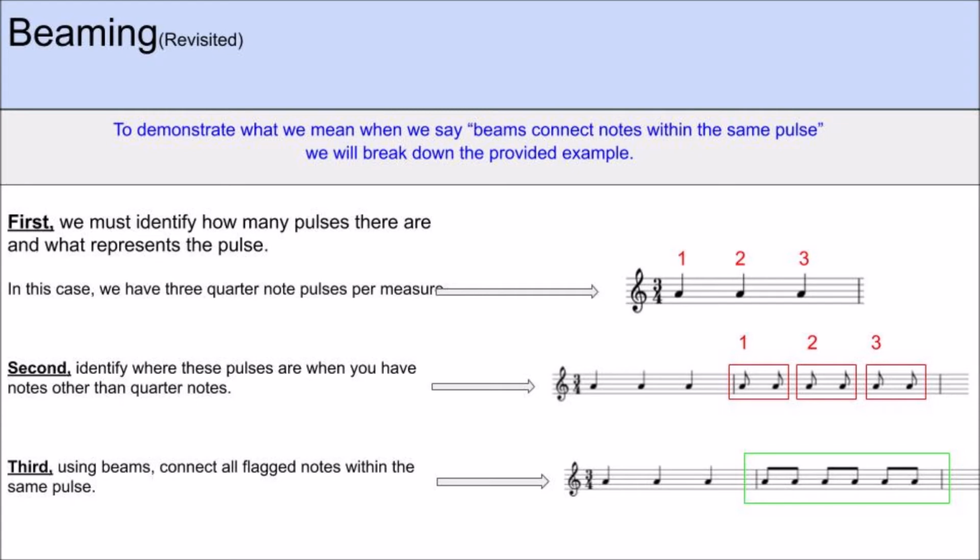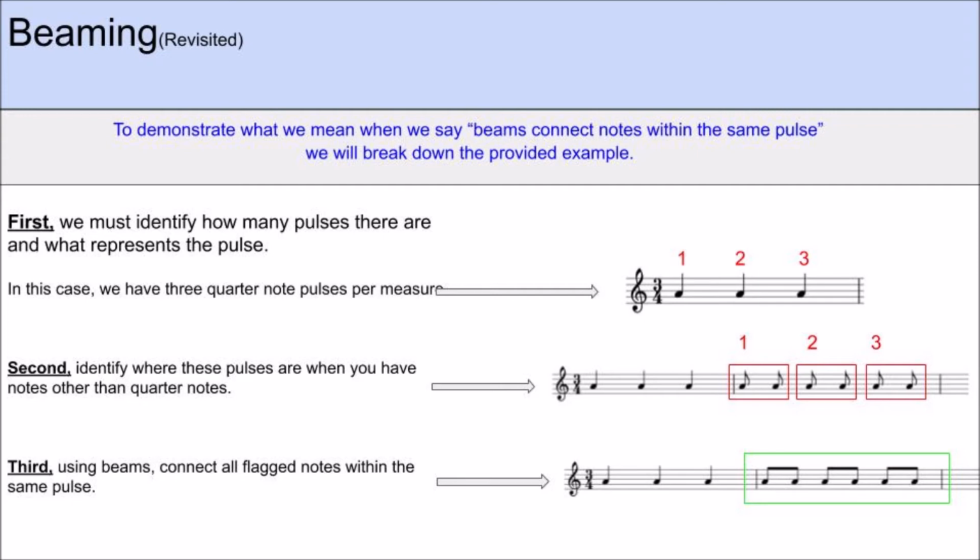Second, identify where these pulses are when you have notes smaller or other than the quarter notes. So the first measure has 3 quarter notes, and the second measure has 6 eighth notes. I know that there are 2 eighth notes per quarter note, so I've boxed each set of eighth notes to relate to the quarter note or pulse that it belongs to. And you can see the numbers are still there to identify the pulses, 1, 2, 3, and there is a box around the eighth notes below the numbers, which tells us which pulse each eighth note belongs to.